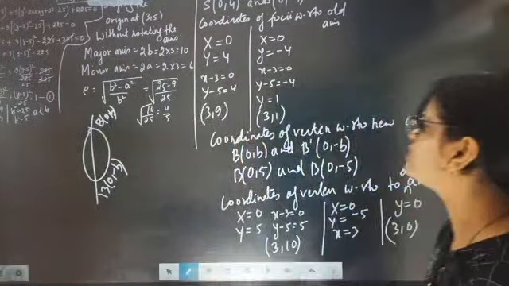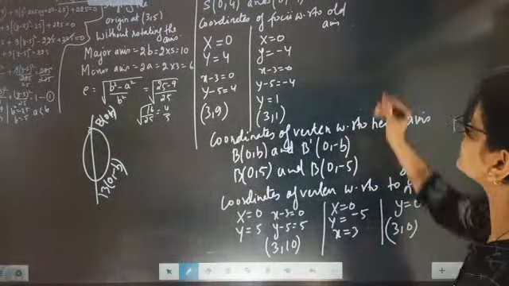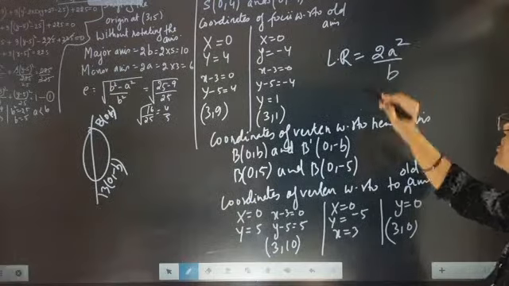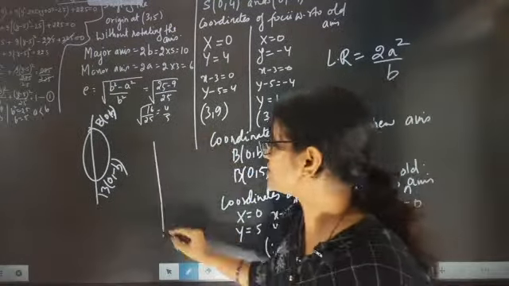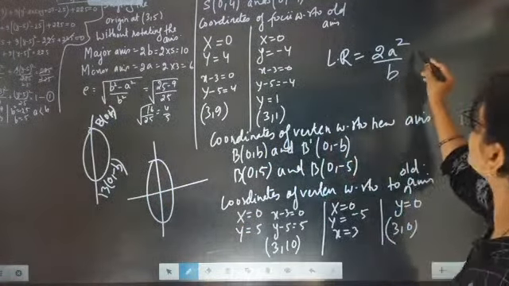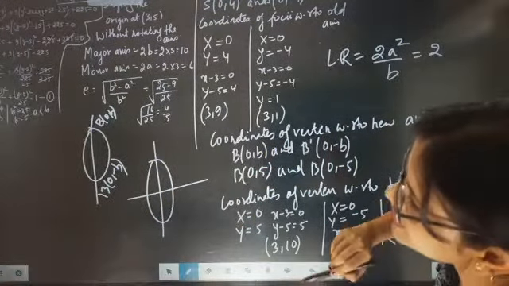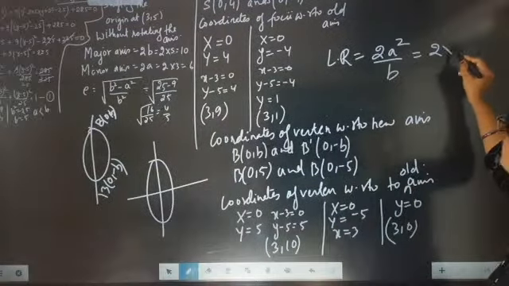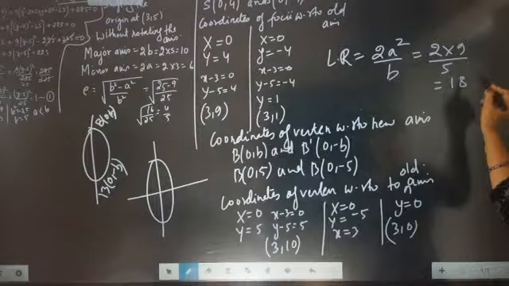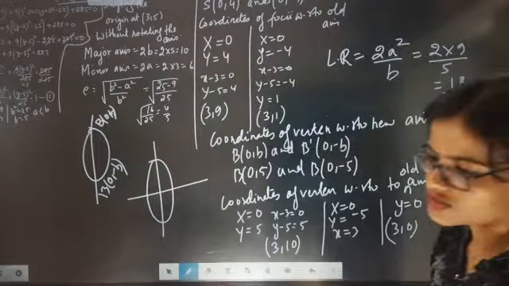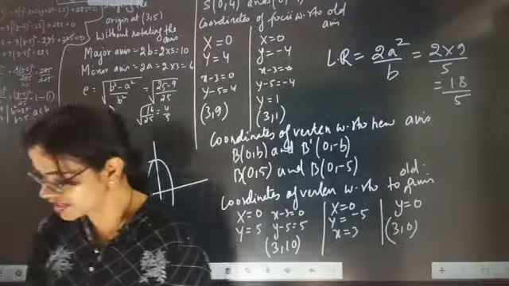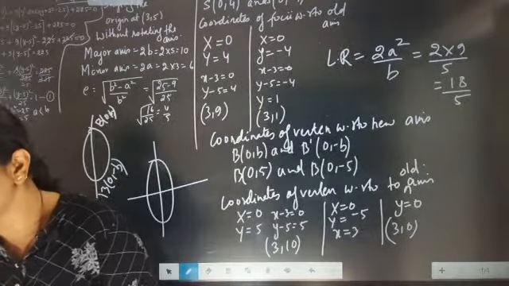Absolutely correct. Now the last part, length of latus rectum. Length of latus rectum is 2a square by b, just opposite, for this type of ellipse, when it is resting on the y axis. So a square is coming as 9 and b is coming as 5, so it is coming as 18 by 5. So 18 by 5 is going to come as the length of latus rectum.